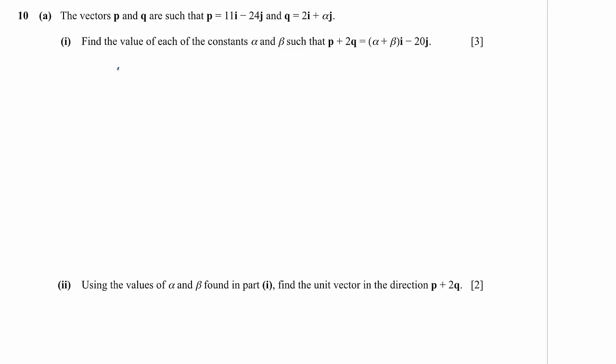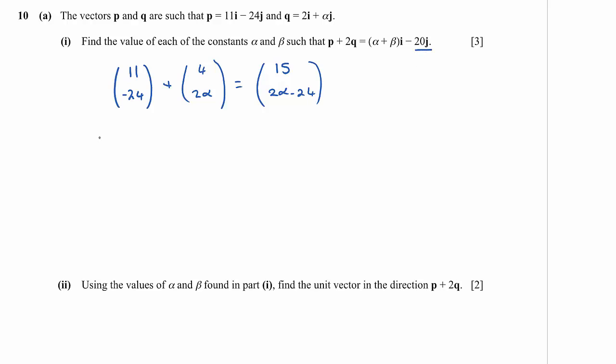So the vector p as a column vector is 11, negative 24. And if we want 2q, that's going to be 4 and 2 alpha. So what we have is 15 and 2 alpha minus 24.